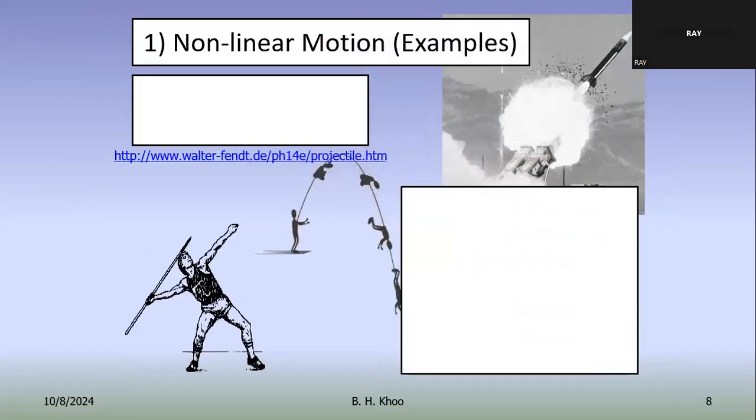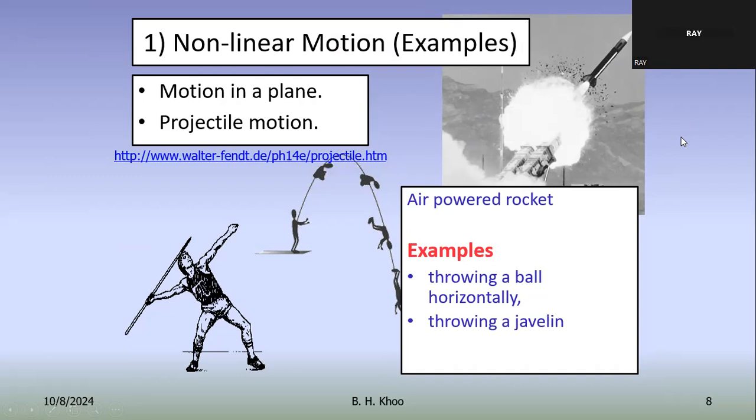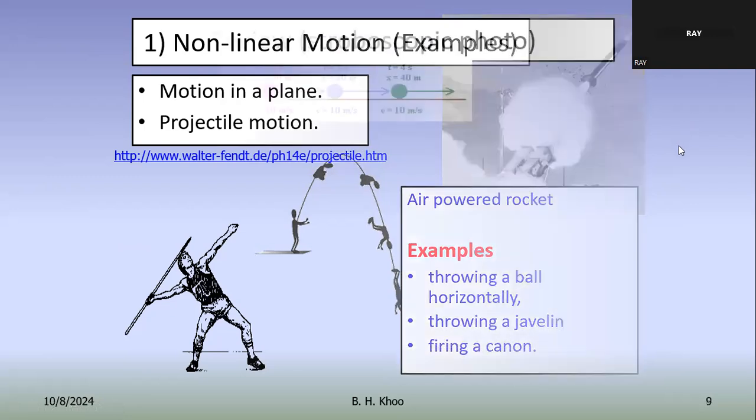Okay, examples of non-linear motion in a plane, or projectile motion. They are known by different names in different textbooks. So for example, an air-powered rocket. This is an example. Throwing a ball horizontally, throwing a javelin, firing a cannon.